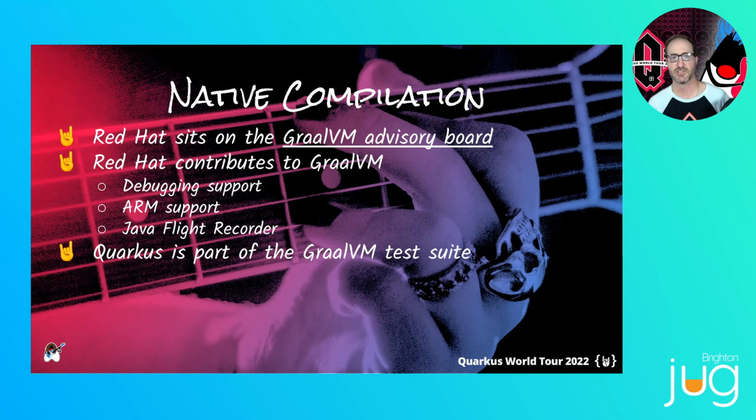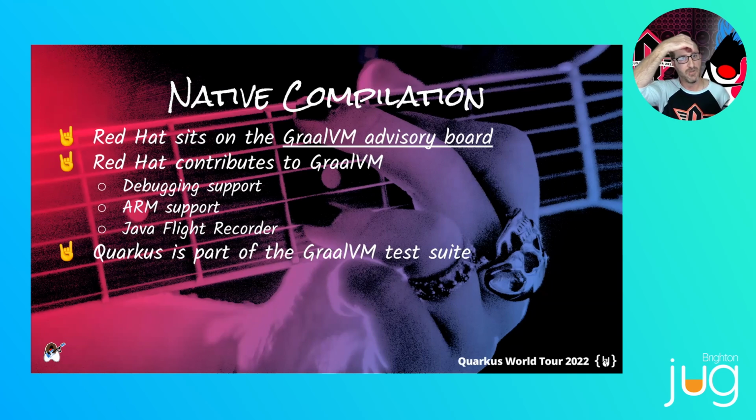So native compilation. GraalVM is this thing that everybody's excited about right now, and I'll talk a little bit more about my opinions on it. But GraalVM is out there right now, and it allows you to take application code and compile it down into native machine binaries. And GraalVM is not just for Java. It can do other languages as well.